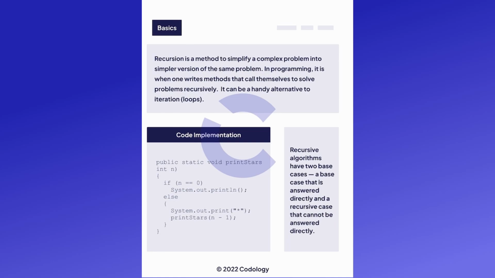In this case, we see a method called printStars, which has void return, so it doesn't return anything, and it's a static method, and it has one parameter, which is an integer. So, recursive algorithms have two cases. The base case is one that's answered directly and basically ends the recursive cycle. So here, for this method, we would probably have a precondition that n is greater than 0.